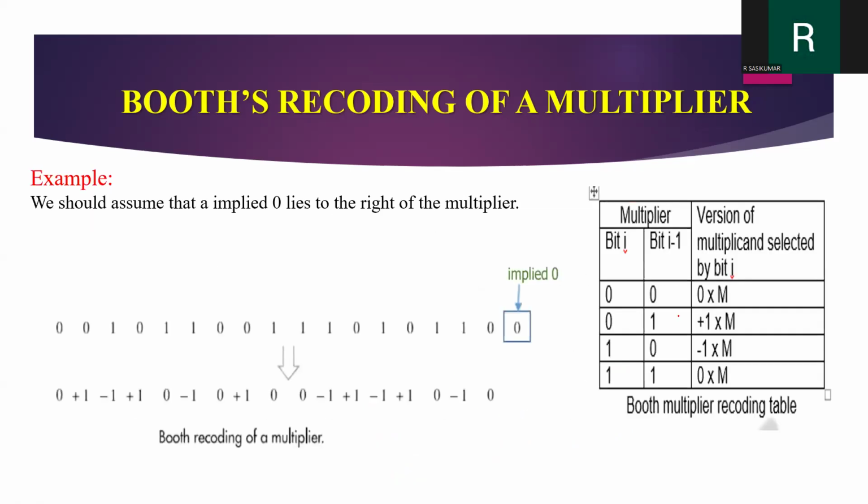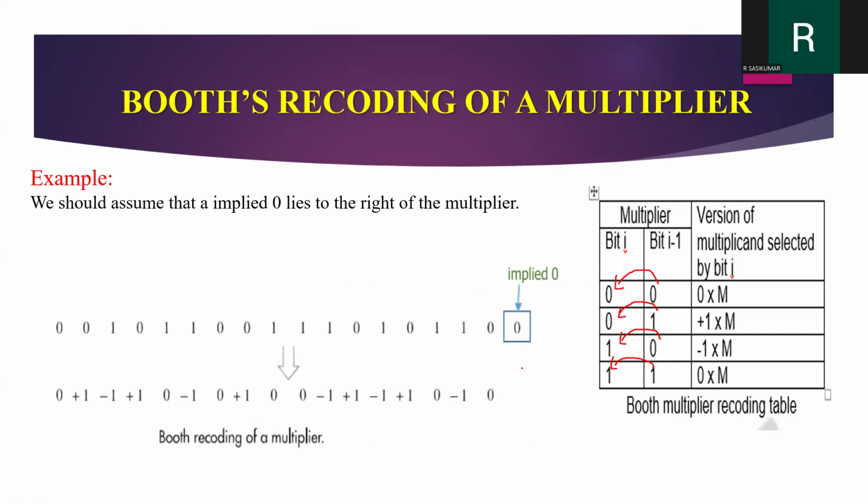In the table, if 0 to 0, the answer is 0. And 1 to 0, the multiplicand is multiplied by plus 1. If there is a transition from 0 to 1, the multiplicand is multiplied by minus 1. If there is a transition from 1 to 1, the multiplicand is multiplied by 0. Now I hope you understand this concept.